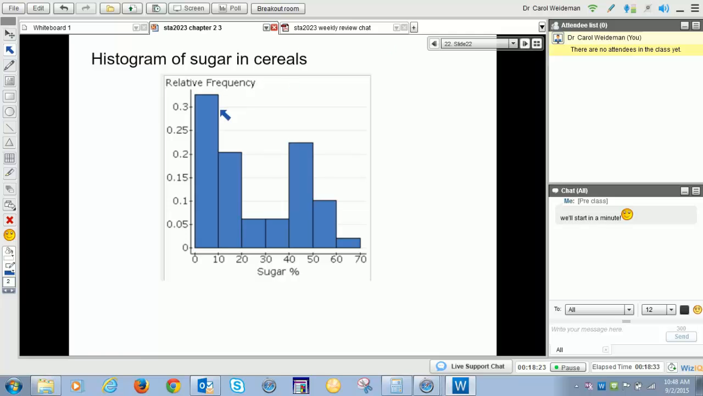So here's a histogram of the sugar in the cereals. What can we say about this? What percent of cereals have more than 30% sugar? More than 30% would mean that we would go here and we would count up the frequencies. And it comes out to be, if you count it up, about 41%.